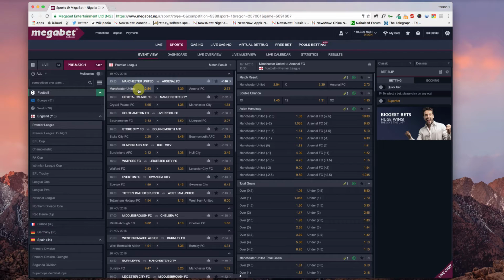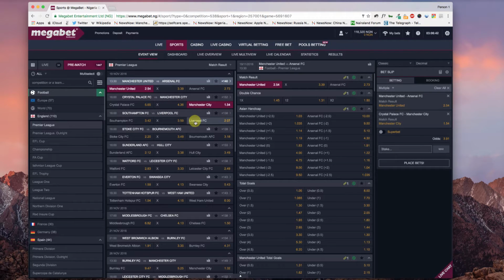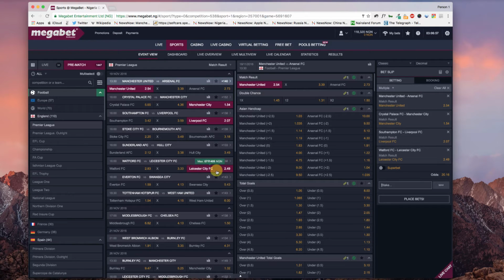Assuming we have 4 games that we've picked. So we've said Manchester United versus Arsenal, Manchester United to win. Manchester City versus Crystal Palace, Manchester City to win. Liverpool versus Southampton, Liverpool to win. And Leicester City versus Watford, Leicester City to win.